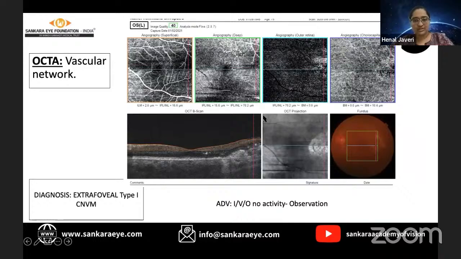We ran an OCTA scan, and OCTA clearly showed a vascular network in the outer retinal and the choriocapillary slab. So a diagnosis of extrafoveal type 1 CNVM was made. Although there was no activity, and therefore we decided to observe this patient. The patient was asked to review back after a month.